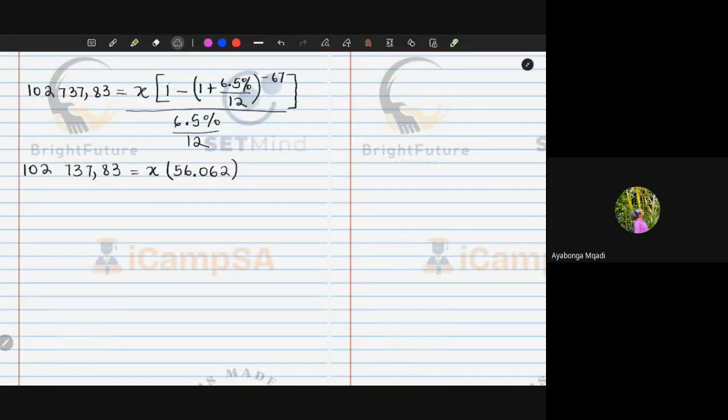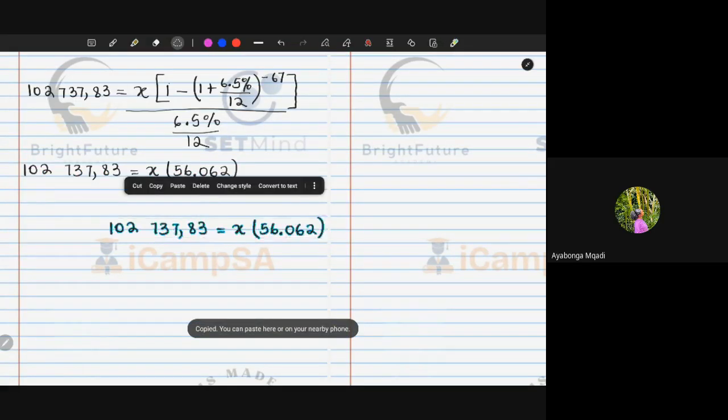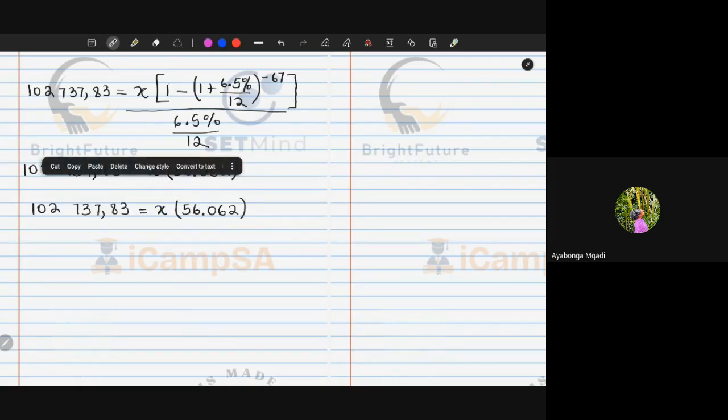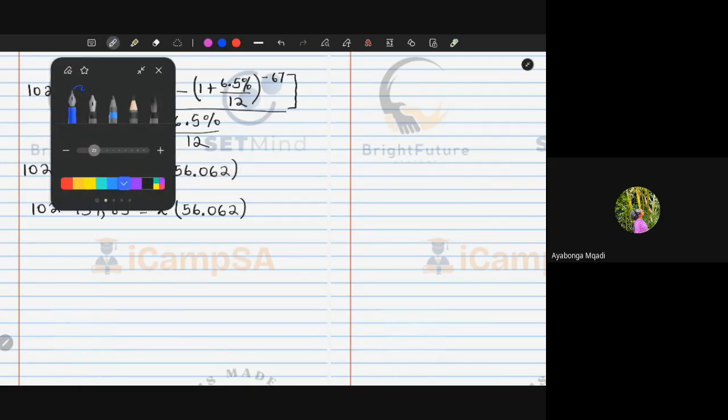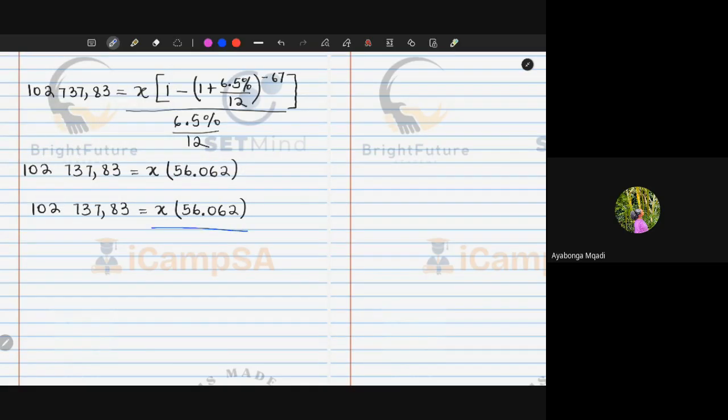Yes, right. So what do I need to correct here? No, it's right. Okay, awesome. So remember, we're looking for X, not X multiplied by anything. So by now you should remember that whenever we're looking for X, we need to divide by whatever is multiplying the X. So 56.062, what you do on the left, you also do on the right.